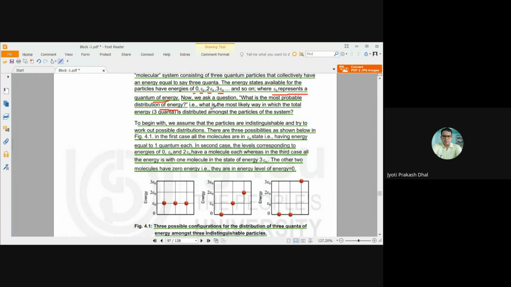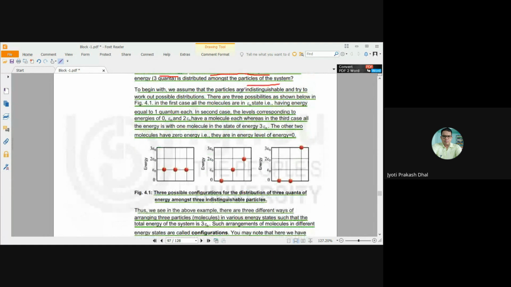Now we ask a question: what is the most probable distribution of energy? That is, what is the most likely way in which the total energy, 3 quanta, can be distributed among the particles of the system? To begin with, we assume that the particles are indistinguishable. That means all the particles are identical, so we cannot distinguish the individual particles, and we try to work out the possible distributions.